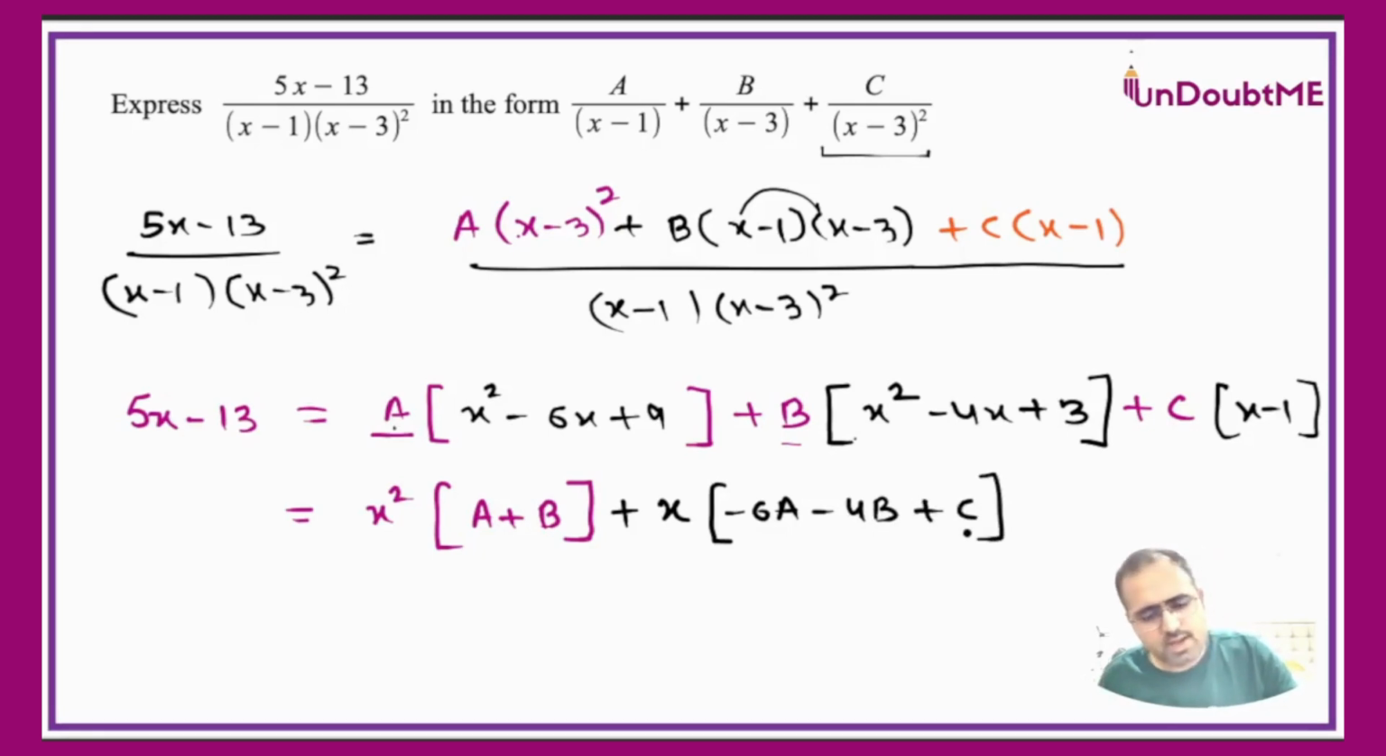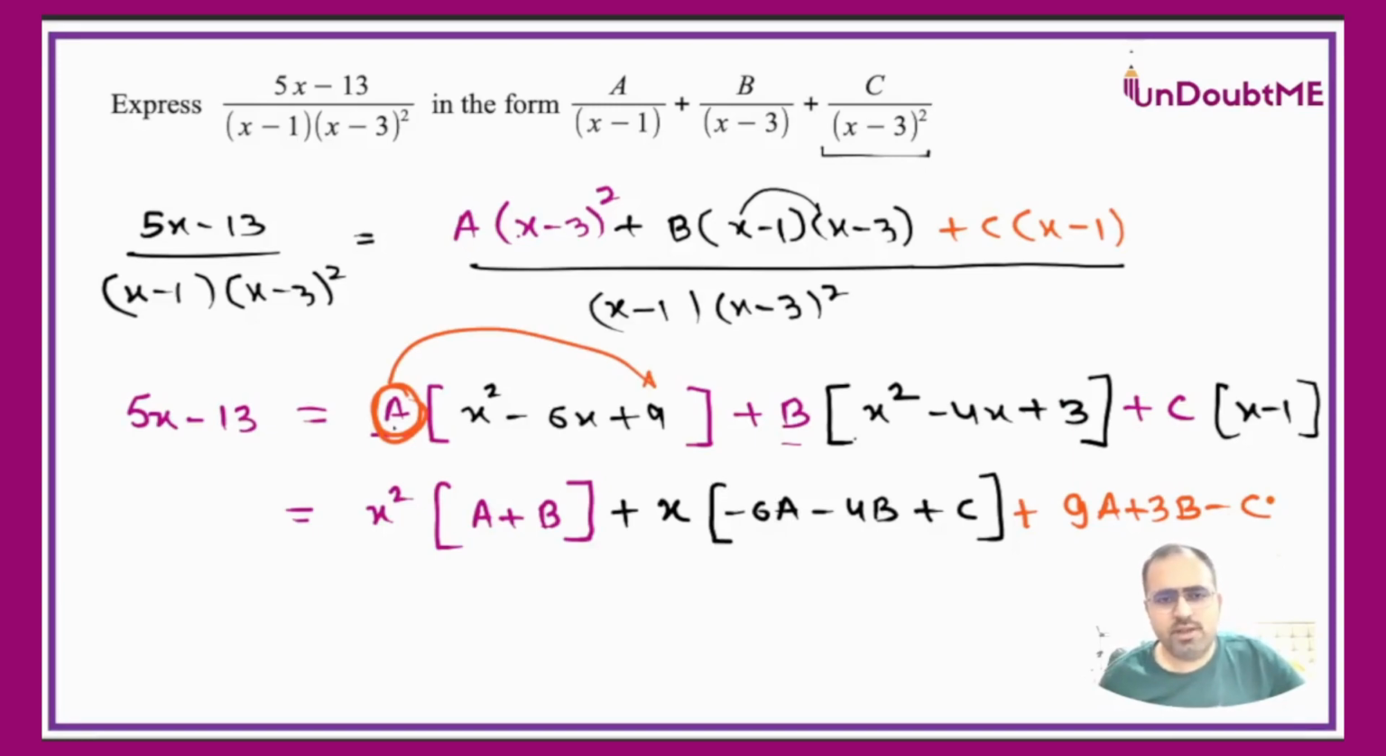X is done. And now I'm left with the constant terms. Okay, common is the wrong word. A times 9 will be 9a. B times plus 3 will be 3b, and minus c. You need not put any bracket because there's nothing common in them.